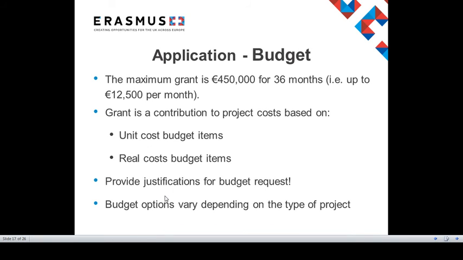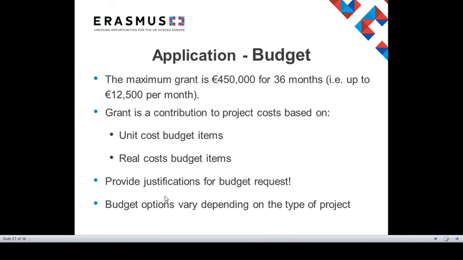Moving on to the application budget, some key points to remember are the maximum budget is a variable amount defined by multiplying €12,500 per month for the duration of the project with a maximum of €450,000 for 36 months. The grant is a contribution to project costs based on either unit costs or real cost budget items. When a contribution is based on unit costs, the funding will be automatically calculated depending on the unit. For example, this can be the number of participants for a certain duration or a set cost per distance travelled.